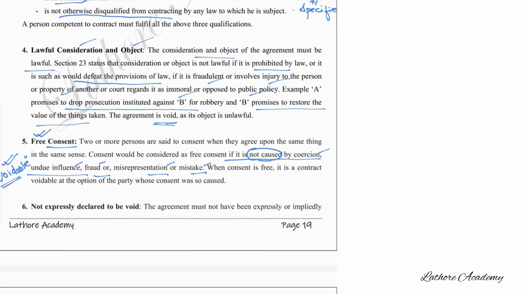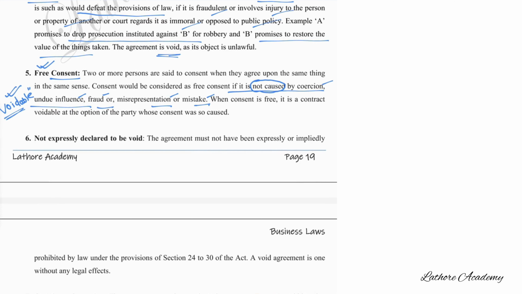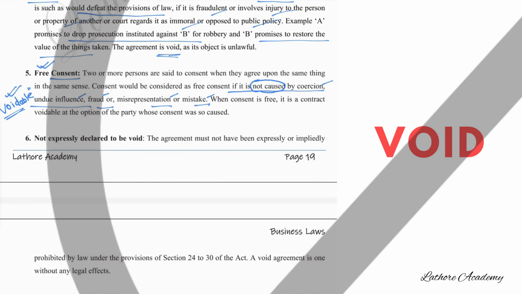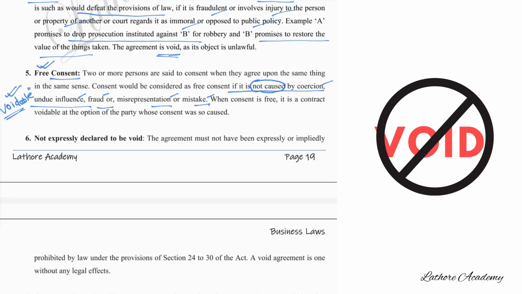Moving on to the next essential element, not expressly declared to be void. The agreement must not have been expressly or impliedly prohibited by law under the provisions of sections 24 to 30 of the Act. See, law has provided certain activities as void. So those activities should not be covered. Otherwise, it will be treated as void agreements or void contracts.